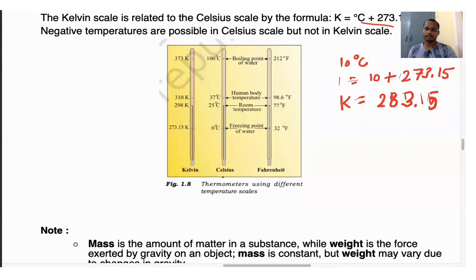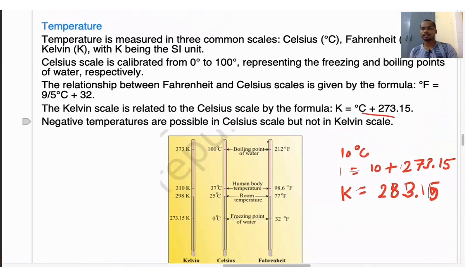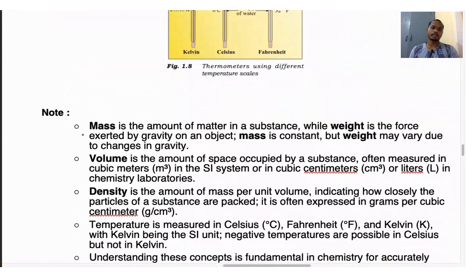These are some thermometers using different temperature scales: Kelvin thermometer, Celsius, and Fahrenheit. So we can see that these thermometers are used for measuring temperature. So what are the important notes? Let's see them one by one.